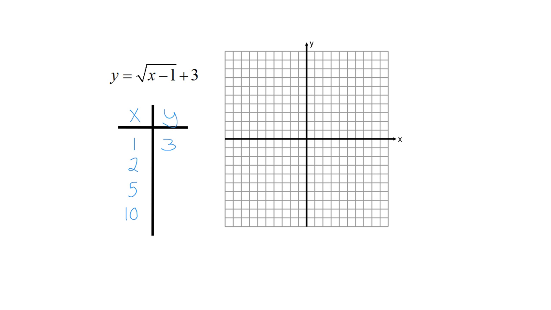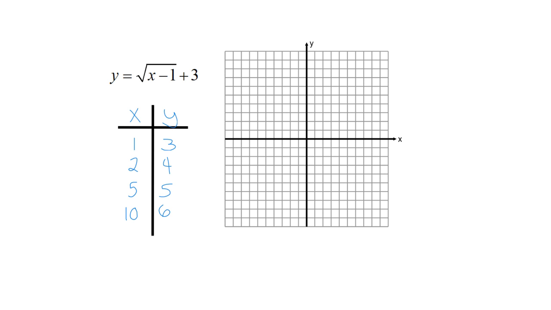Okay, so you should have put in 2 next for x. 2 minus 1 is 1. The square root of 1 is 1, plus 3 is 4. And then we put in a 5. 5 minus 1 is 4. The square root of 4 is 2. And 2 plus 3 is 5. And then lastly, if we put 10 in, 10 minus 1 is 9. The square root of 9 is 3 plus 3 is 6.